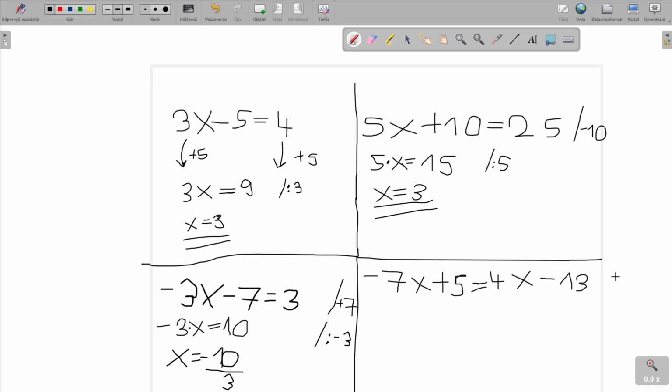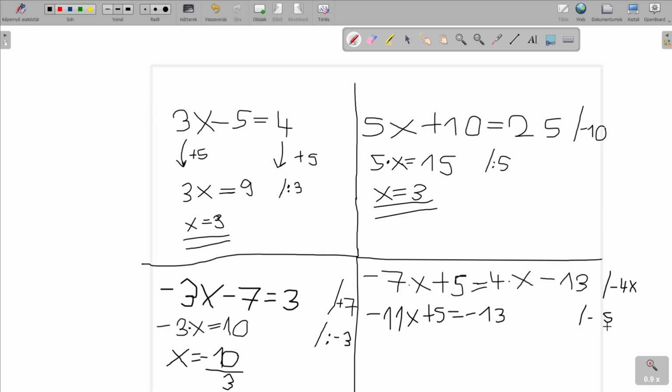Now this is another one. This is something that we might have not solved just yet, but it's not that hard. So we want the x's on one side, and we want the numbers on the other side, the numbers without the x multiplier, so numbers where we don't have something times x. So we could just subtract 4x to get rid of this expression on the right side. Then we would have minus 11x, because minus 7 minus 4 is minus 11, plus 5 equals minus 13.